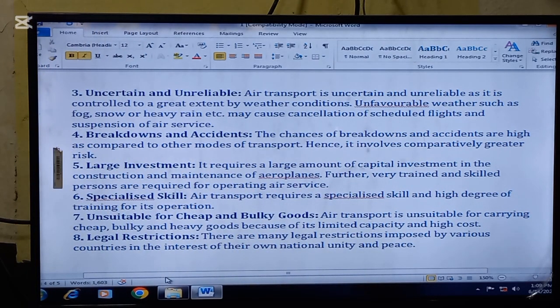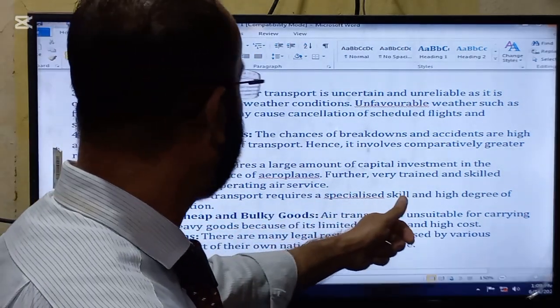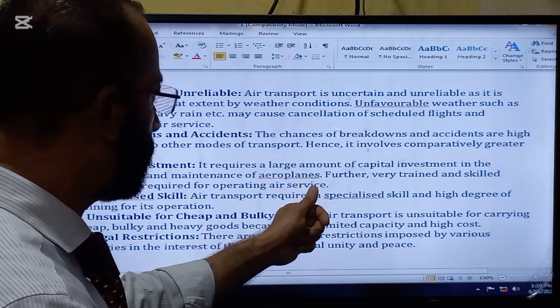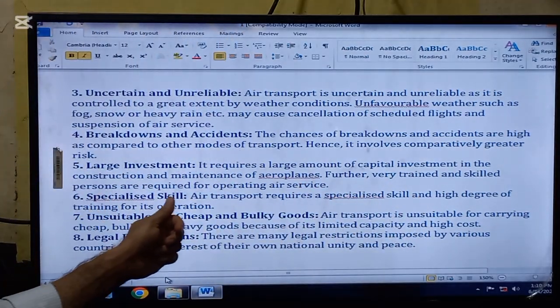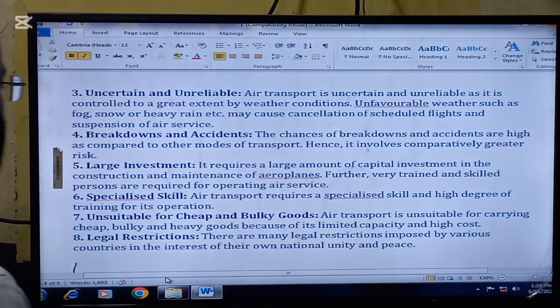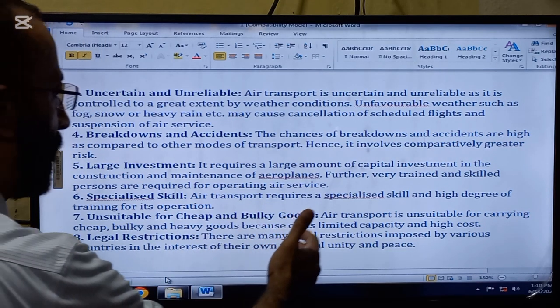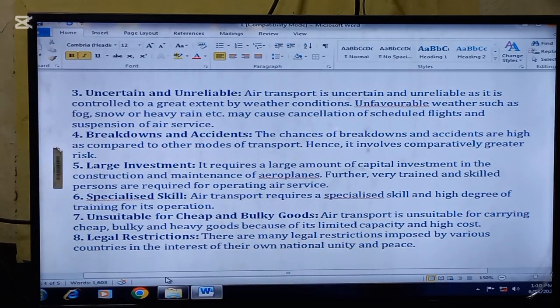Next disadvantage is large investment. It requires a large amount of the capital investment in the construction and maintenance of the aeroplanes and airports. Furthermore, many very trained and skilled persons are required for operating air service. Next disadvantage is specialized skills. Air transport requires a specialized skill and high degree of the training for its operation.